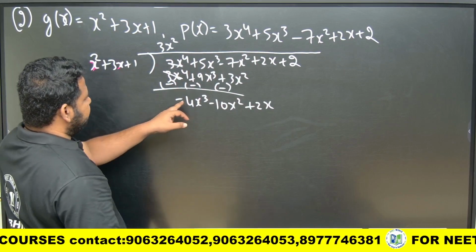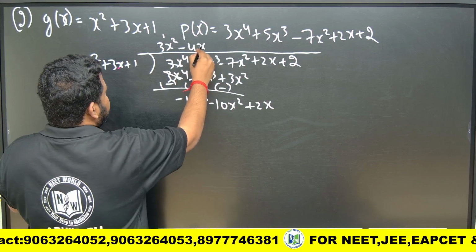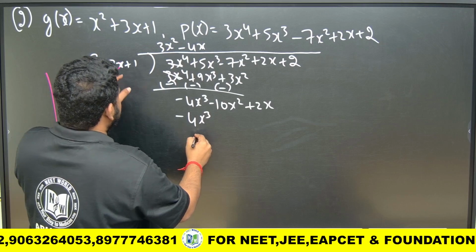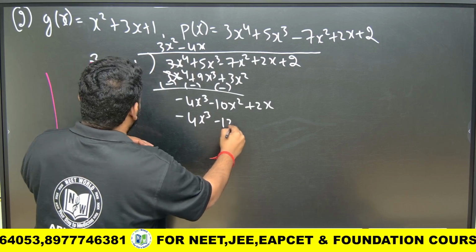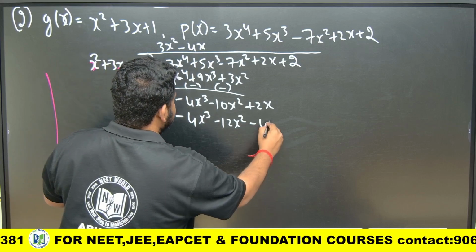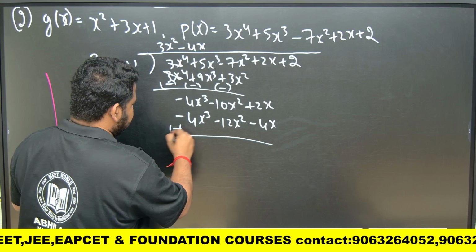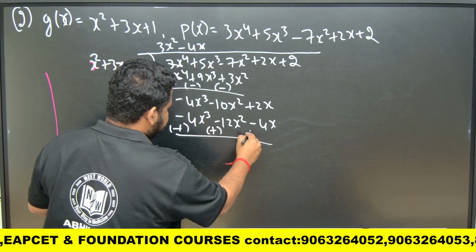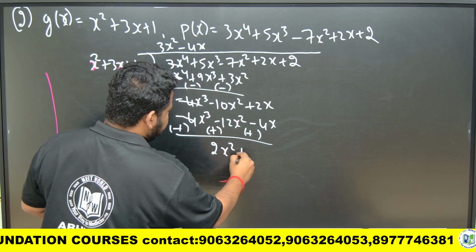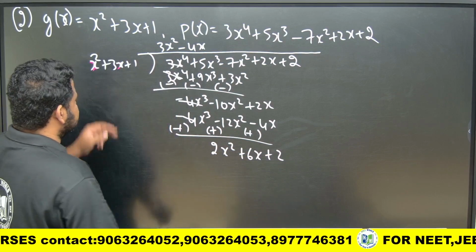Now if I divide minus 4x cube by x square, I will have minus 4x. So this will become minus 4x cube, plus 3 into minus 4 is minus 12x square, plus minus 4x. 1 into minus 4x is minus 4x. Subtracting, I will have 2x square plus 6x plus 2. Now if I divide 2x square by x square, I will have 2.